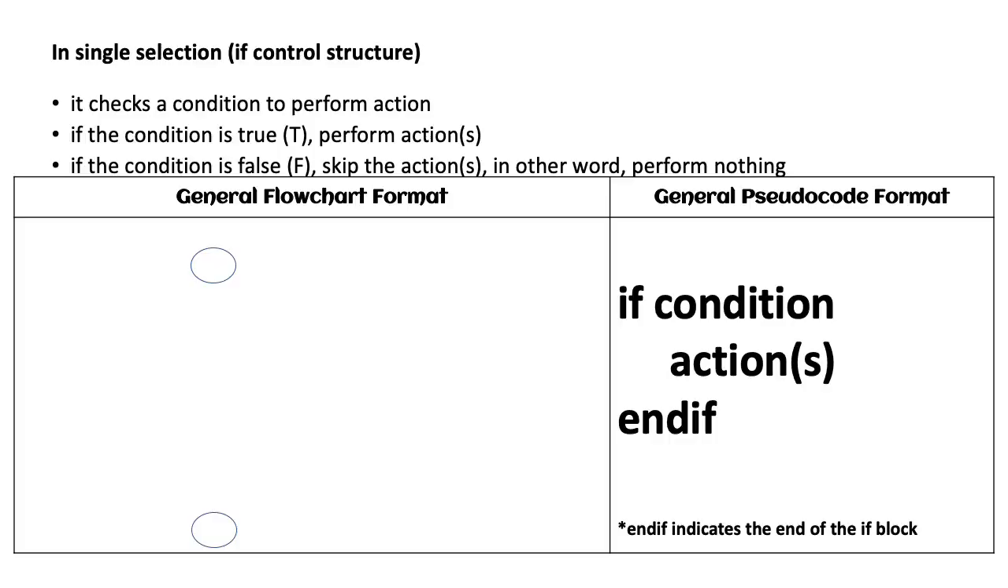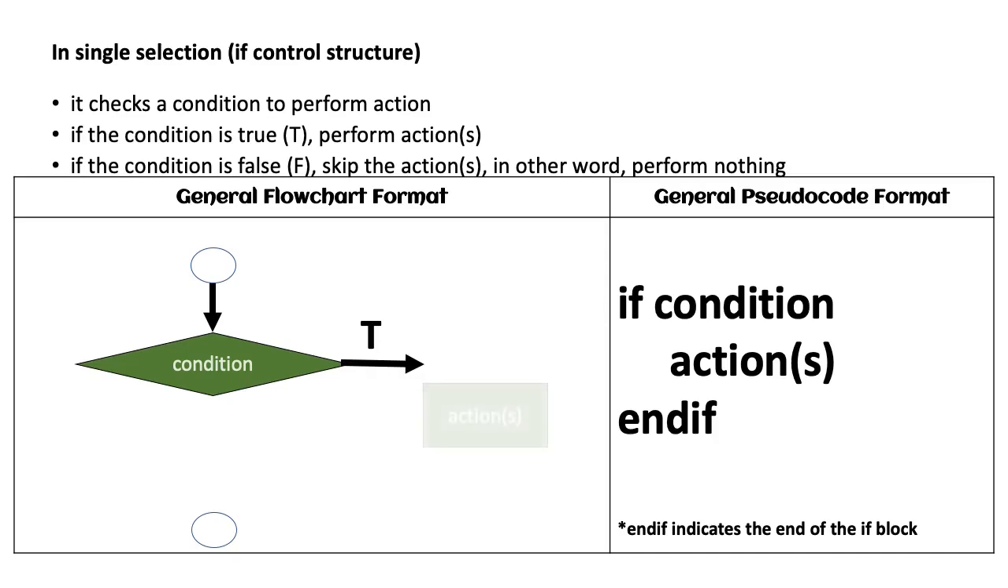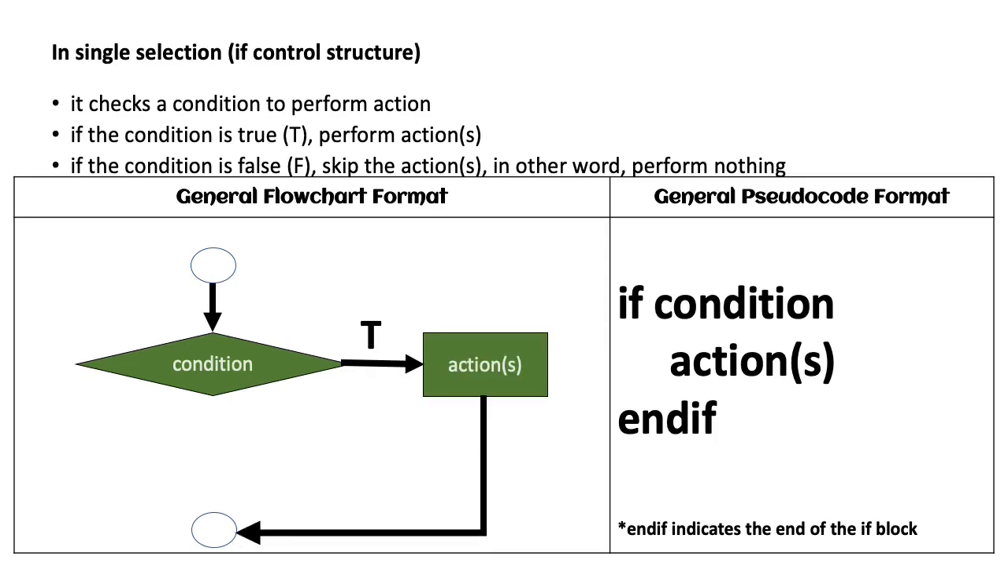Let's see the general flowchart format for the single selection. So we start and then move to the next step. Okay, and we check the condition, and a condition can only have one outcome, whether it is true or false. But when we are drawing a flowchart, we must draw both outcomes. If it is true, perform the action, and then the program stops. If the condition is false, skip the action and straight away stop the program.